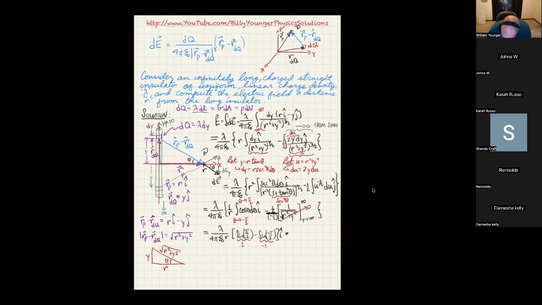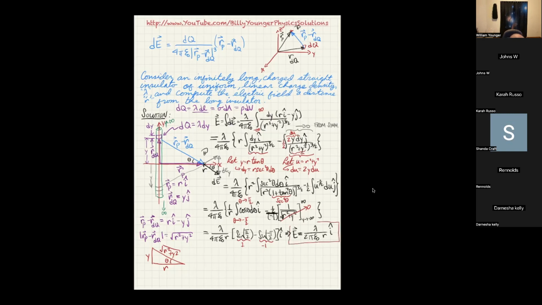So now I'm finally going to get that E is equal to, notice that 2 is going to cancel out with a 4 down here. So I'm going to get lambda over 2 pi epsilon naught r i hat. And that's the actual answer.